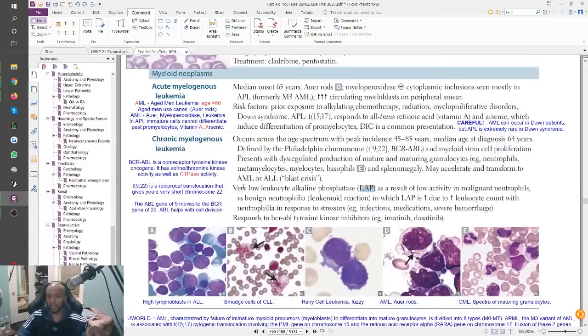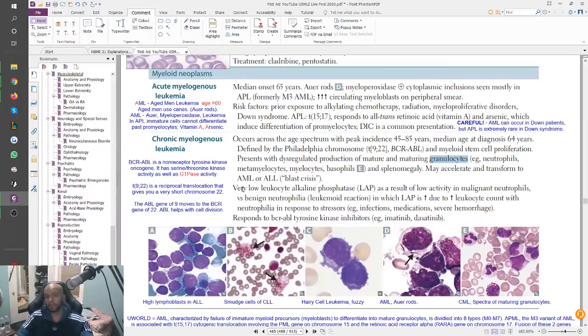Chronic myelogenous leukemia, you have neutrophils. You can see neutrophils. Of course, you can see other cells as well. You can see neutrophils, maturing granulocytes. But those neutrophils are cancerous. So your leukocyte alkaline phosphatase is low. When you're having reactive neutrophils, you're making neutrophils to fight an infection, LAP will be elevated.